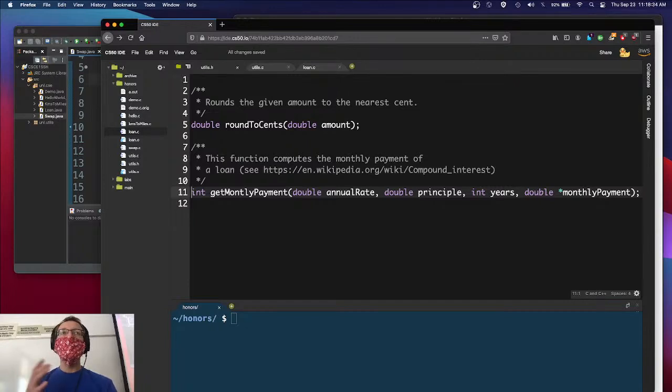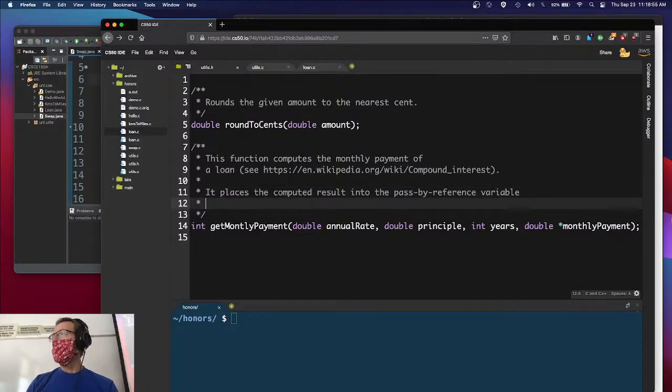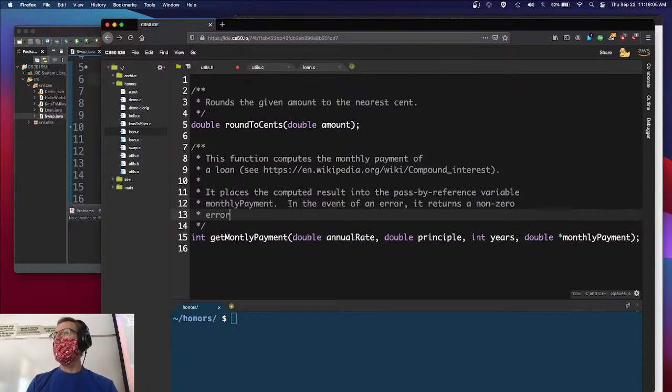Because we've changed the signature of the function, we've changed the behavior of the function. This function computes the monthly payment of a loan, given the inputs. What else does it do? It places the computed result into the pass by reference variable. And I'll call that the monthly payment, because that's what it's called. In the event of an error, it returns a non-zero error code. Now, that's the convention.